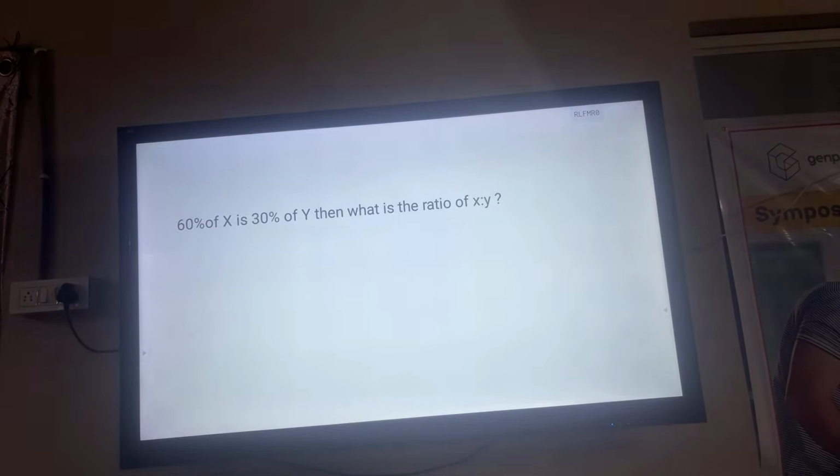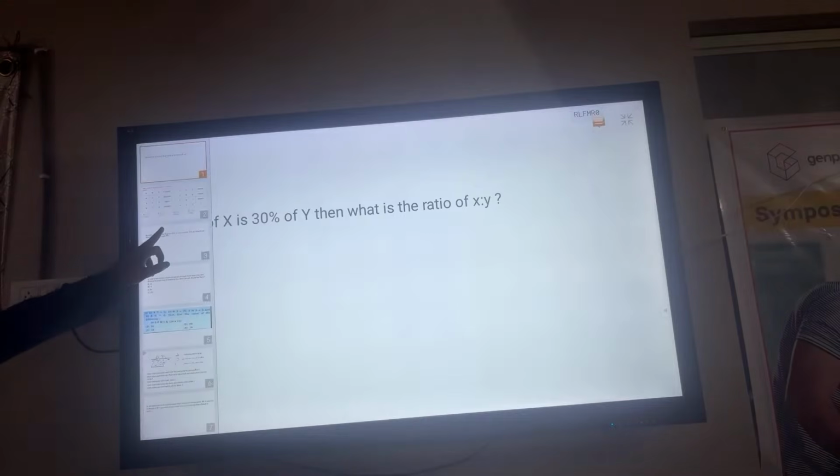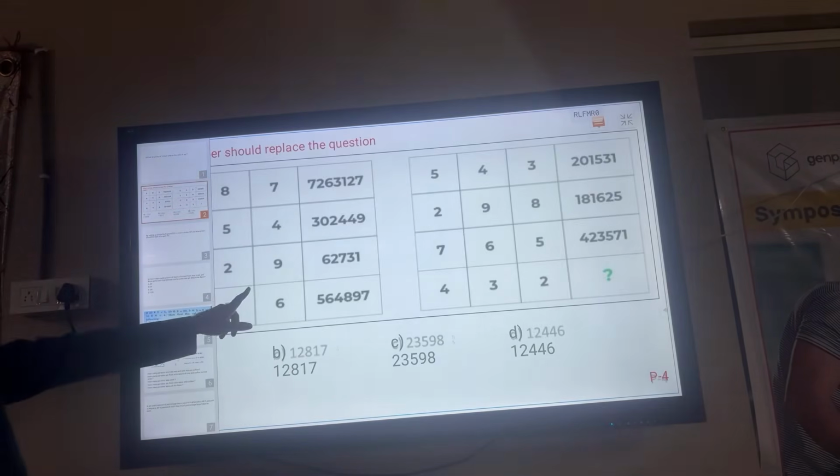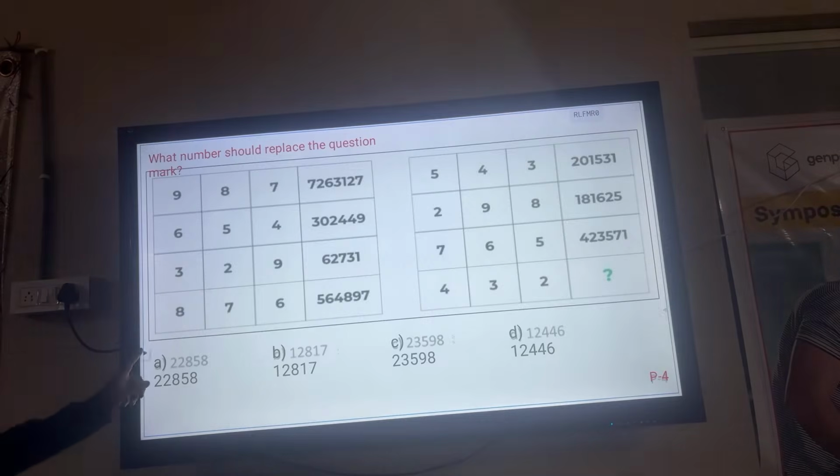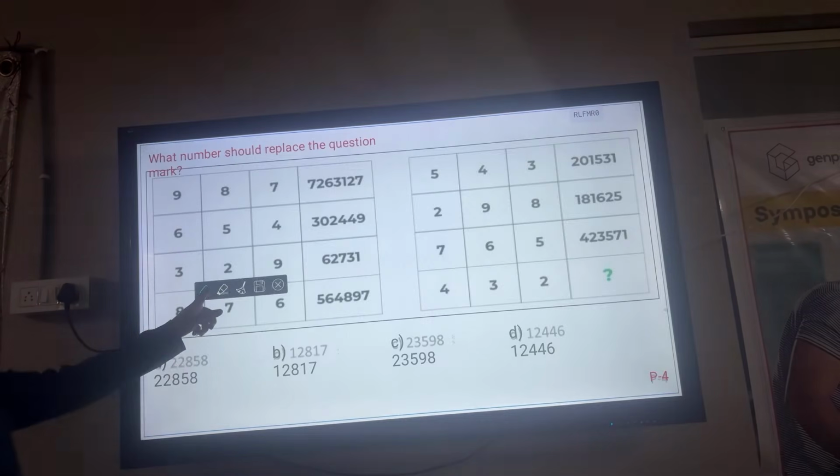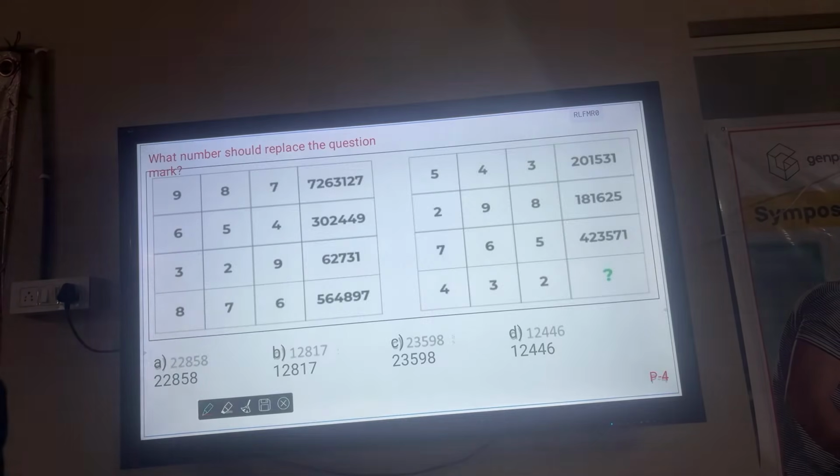Can you answer this question? This is from numerical puzzle. Can you all answer the question? This is a numerical puzzle.